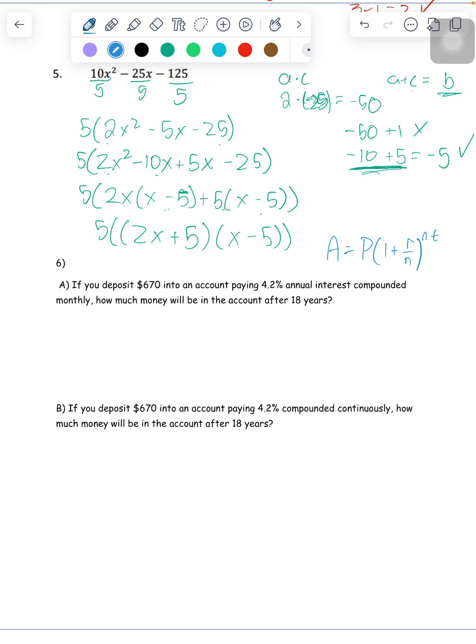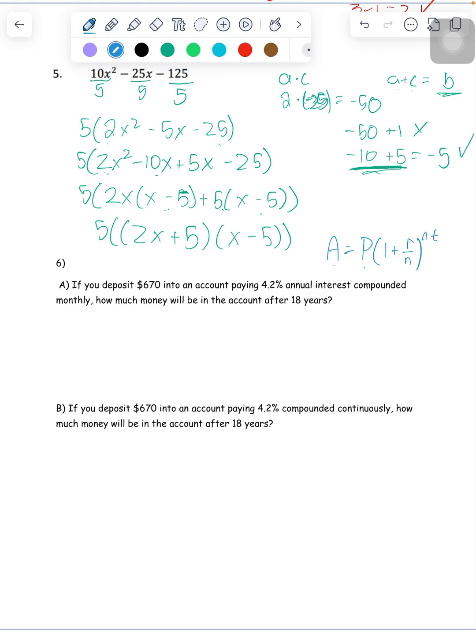Obviously, you might be given the final amount, or you'll have to find the principal, or vice versa, and that type of stuff is in your homework. Well, let's just go over this, all right? If you deposit $670 in an account, paying 4.2% annual interest compounded monthly, how much money will be in the account after 18 years?